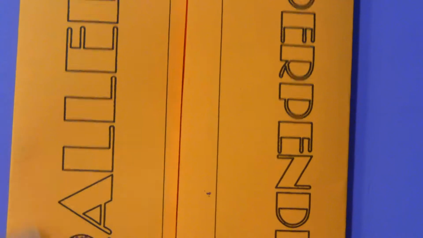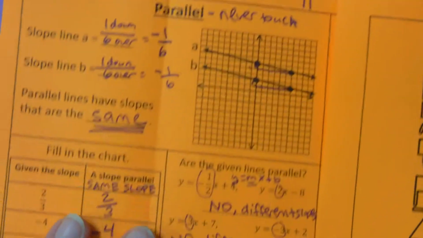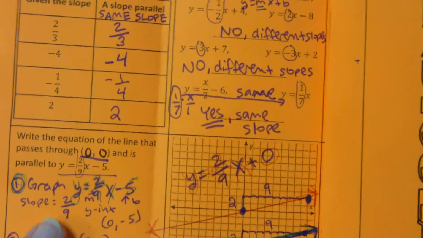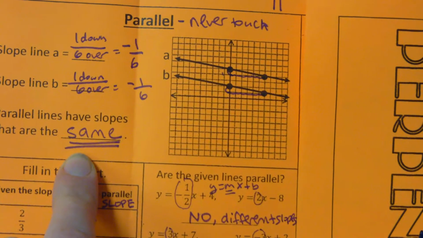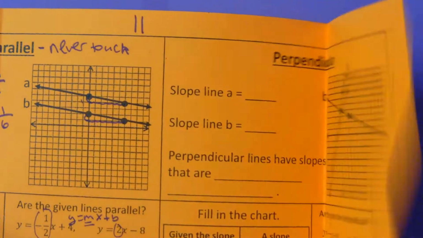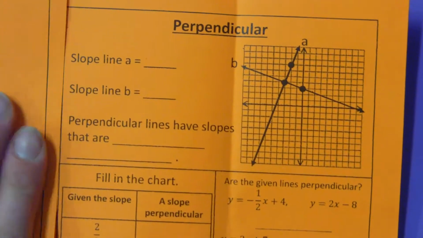So we're going to continue with this foldable. This is the third video in this series. We just did the parallel lines and how we can tell if they're parallel by having the same slope. And so now we're going to look at how we know if they're perpendicular. So we're going to look at this side now. So I'm going to close the parallel side, focus on perpendicular.